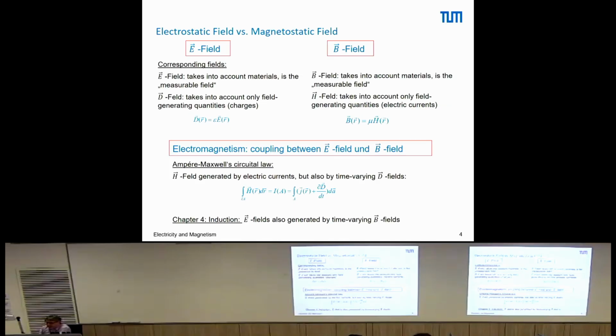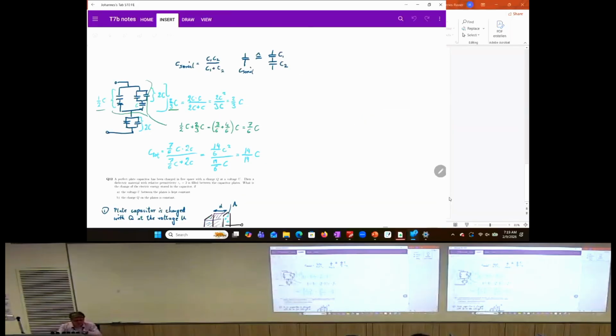Now, there's one part missing, and that is the induction. And that means that electric fields can also be generated by a time-varying magnetic field. That we will take care of in the next chapter. And then we have everything to put together Maxwell's equations. And now let's switch over to the tutorial.